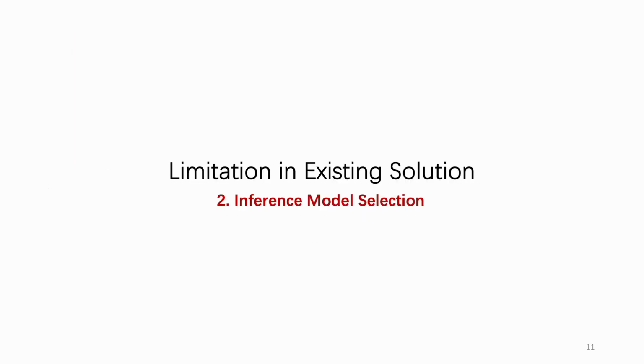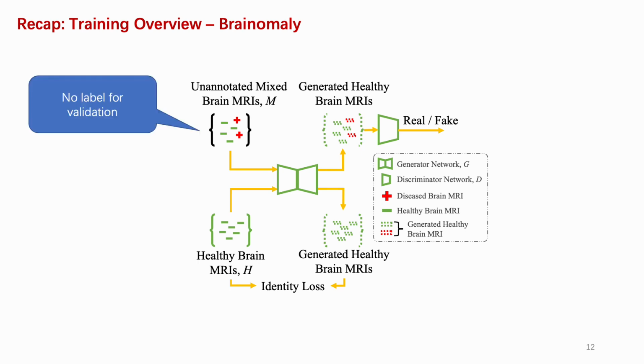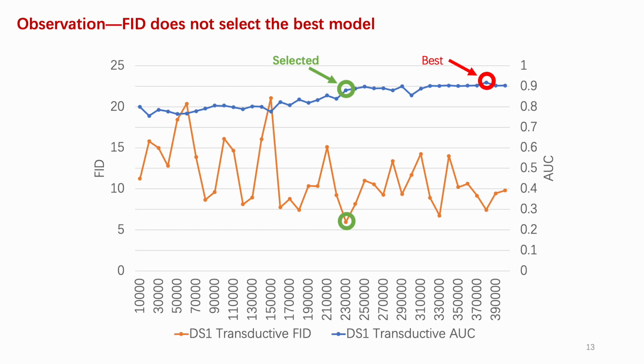The second limitation of the existing method is in its inference model selection. Since we do not have any annotated sample during training or validation, it is not possible to select the best performing model for inference after training. The existing method utilizes FID to select an inference model that produces the most realistic images. In our experiments, we observed that FID does not select the best performing disease detection model.